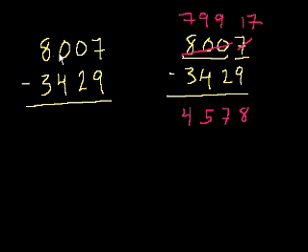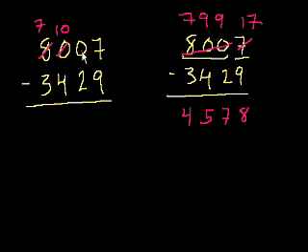Let me switch to the same color. So this 0 is less than this 4, right? The 0 hundreds is less than 4 hundreds. And we have 8,000 here. So why don't we take one of these 8,000s, so we only have 7,000 left, and convert it to 10 hundreds. So we convert it to 10 hundreds.